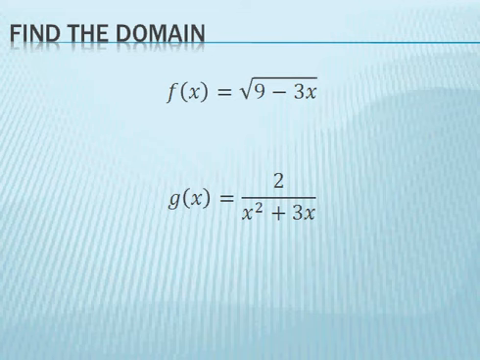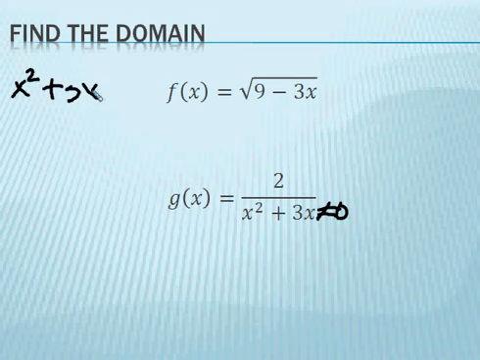And then lastly, I have x squared plus 3x on the bottom of my fraction here in g of x's function. So I'm again just going to take this. I know it is not allowed to equal 0. So I'm going to figure out what x values will make that equal 0, and I'll know that those are not in my domain. So I have x squared plus 3x is equal to 0.